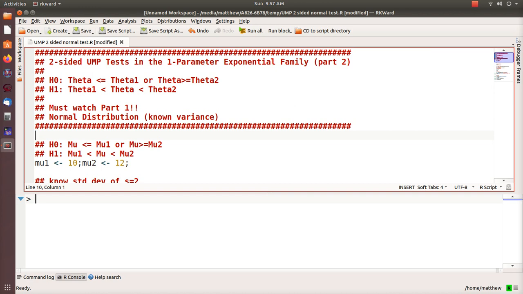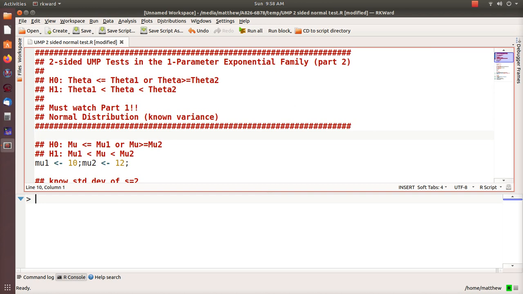This is part 2 of a little mini-series that we're conducting on two-sided, uniformly most powerful tests in the one-parameter exponential family. To me, it's a pretty surprising result that it's actually UMP, but it's an extension of the Neyman-Pearson lemma. Generically, the null hypothesis is that theta is less than some value or theta greater than some value, and the alternative is that it's between those two values. You must watch part 1 to get the full explanation of this video.